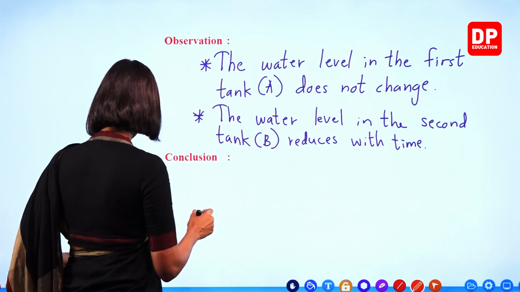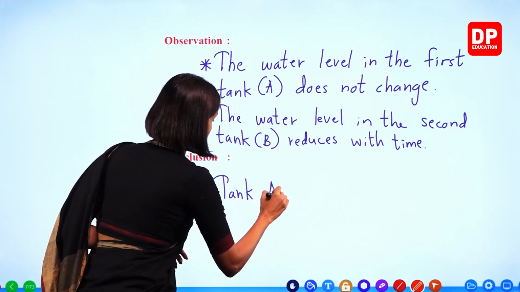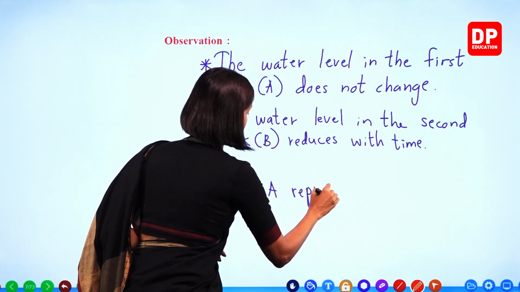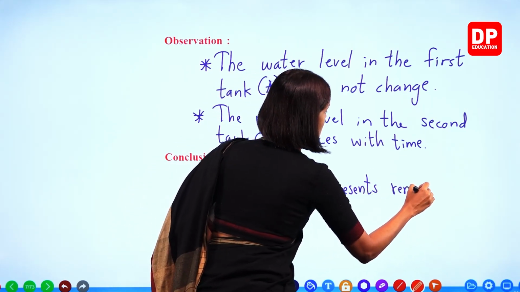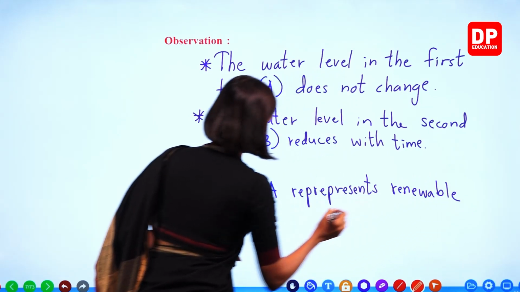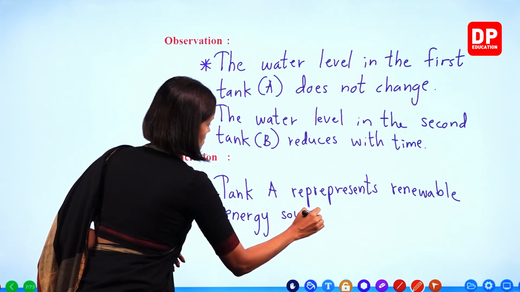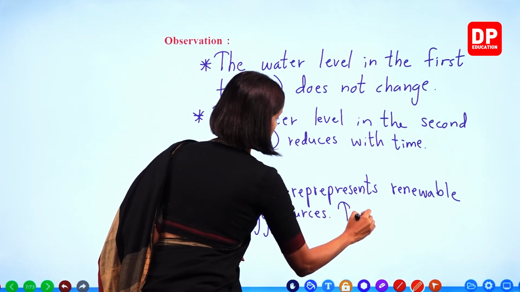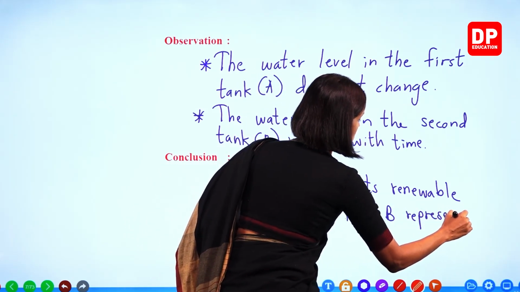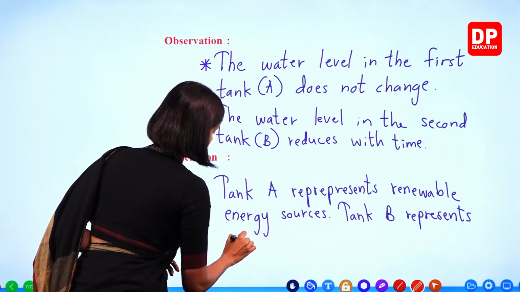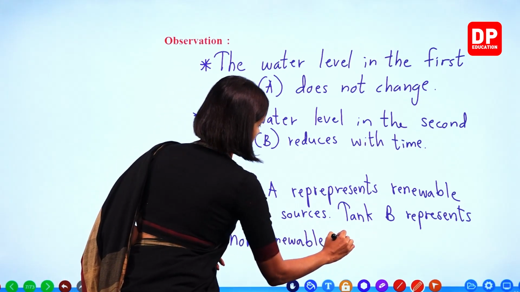So the conclusion: tank A represents renewable energy sources. Tank B represents non-renewable energy sources.